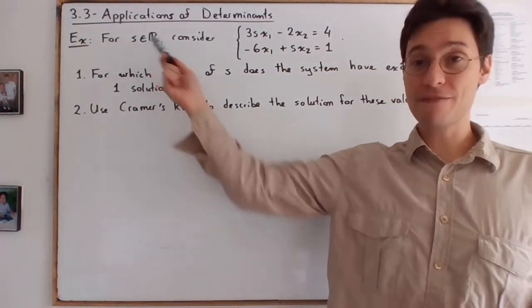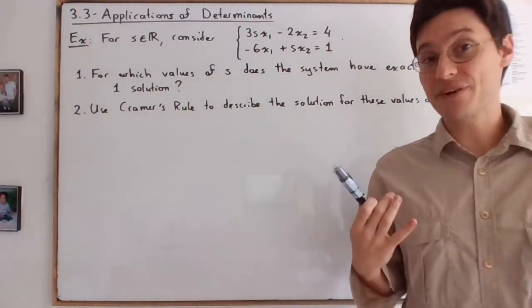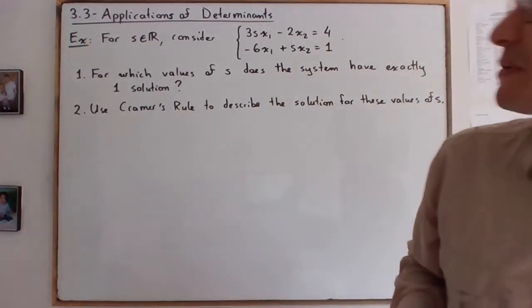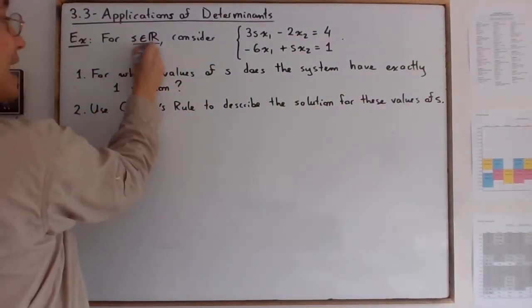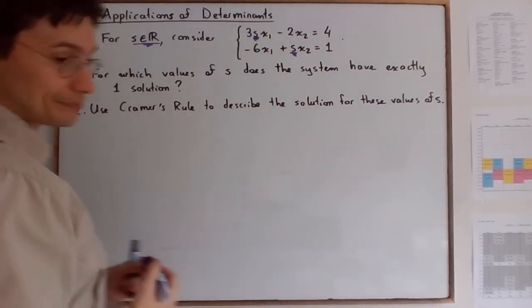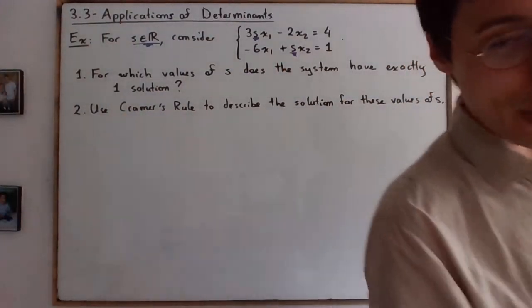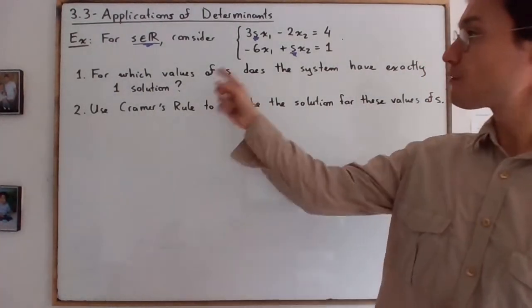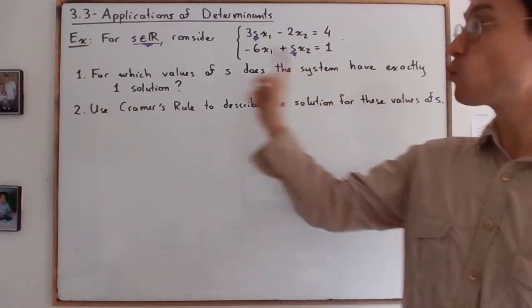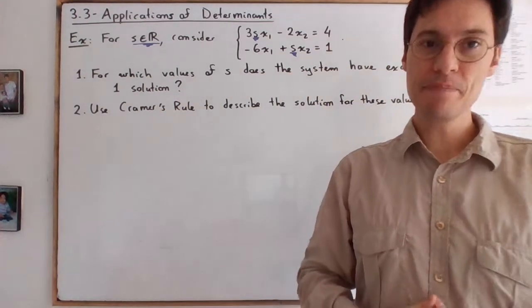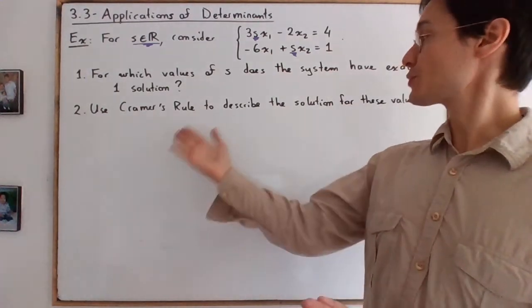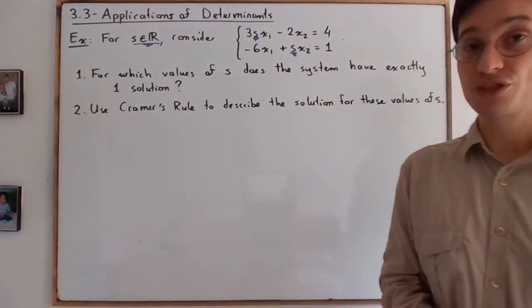So for a parameter s, we consider the system given like this. Let's underline where these s's are. There's one here and one here. And we're asked two questions. One: for which values of s does this system have exactly one solution? And second, for these values of s, use Cramer's rule to describe the solution.